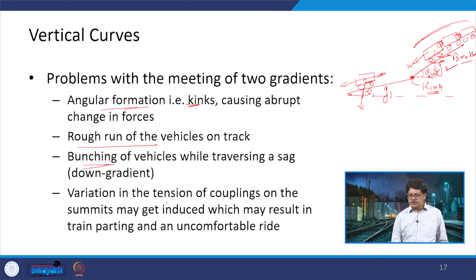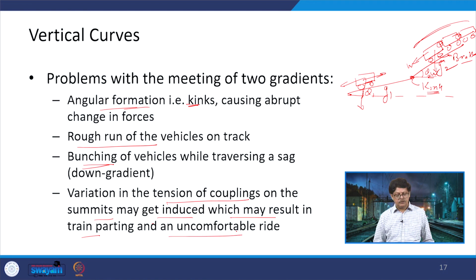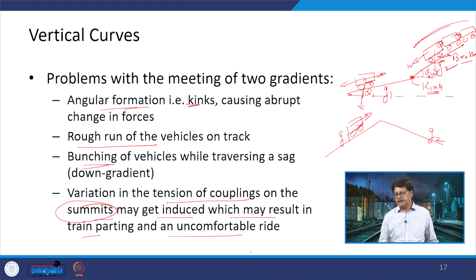Now, variation in the tension of couplings on the summits may get induced, which may result in the train parting and an uncomfortable ride. When we say summit, let us first understand what this summit is. We are saying that there is a gradient G1 going in this form, and then there is another gradient G2 here. The train is moving on this gradient, and on the other side it will be going in this form. When it comes to the summit here, that is what we are talking about.